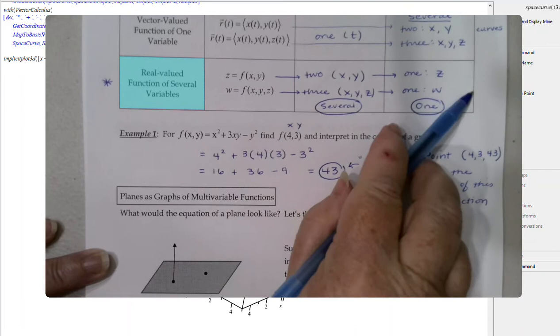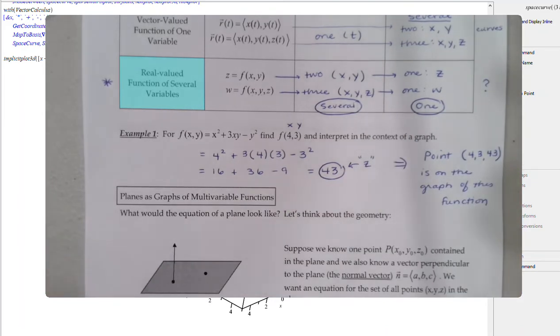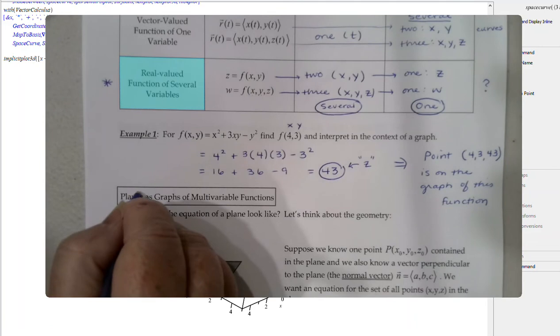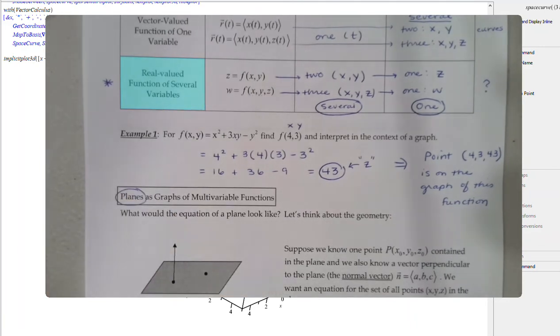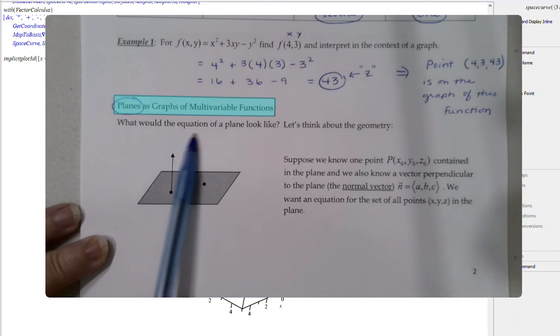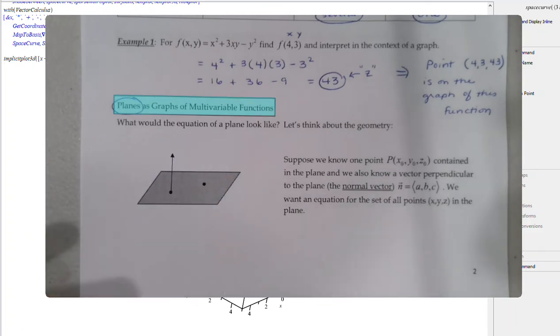Now, we haven't really talked about what the graphs of these functions are going to look like yet. So right now, that's a question mark. We'll be talking a lot more about that in the course of this section. But whatever that graph looks like, we would know that that point would have to be on it. All right, we're going to start by looking at one specific type of graph. Some of these things graph as planes, and we'll be looking at that for a while, and then we'll generalize to other types of graphs of functions of several variables as well. So, for the next few examples, we will concentrate on planes as graphs of multivariable functions. So, I want to ask the question, what would the equation of a plane actually look like? And we'll start by thinking a little bit about the geometry.